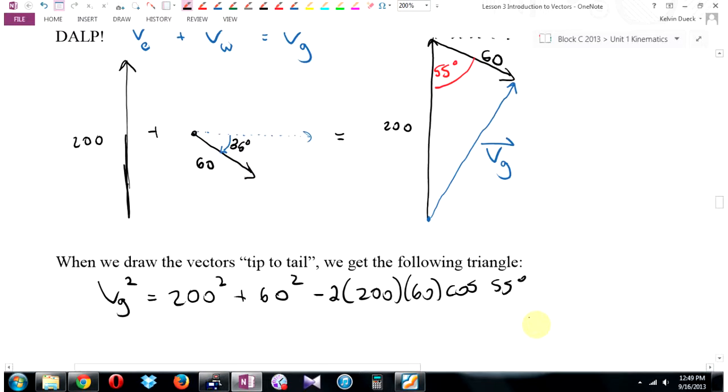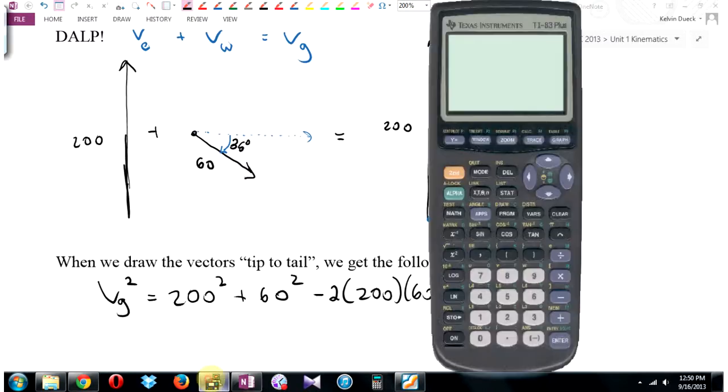I can go to my calculator and type all this in one fell swoop. Don't forget to square root. Cosine of 55, not 35. Double check. 200 squared, 60 squared, 2 times 60 times 200, cos 55. Square root of that. The magnitude of the ground velocity is going to be 173 if I go to 3 sig figs.